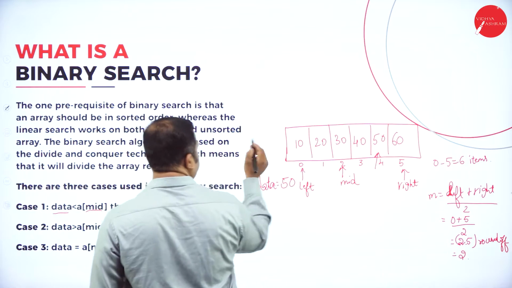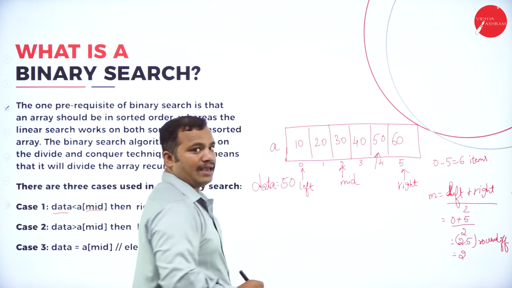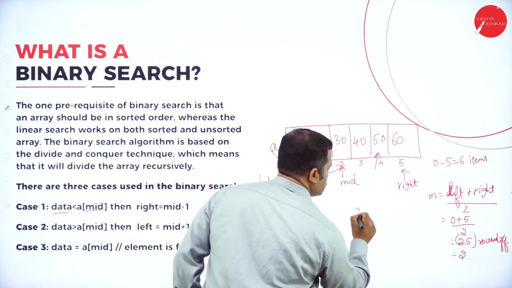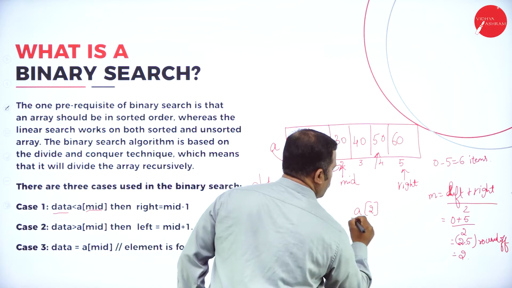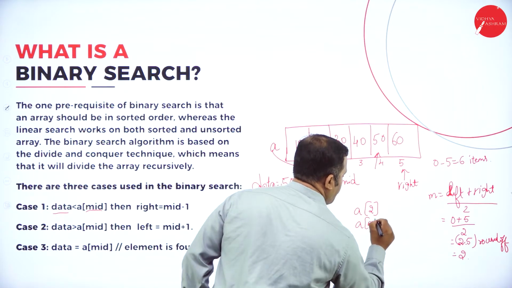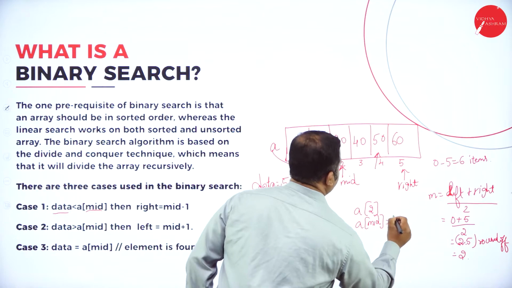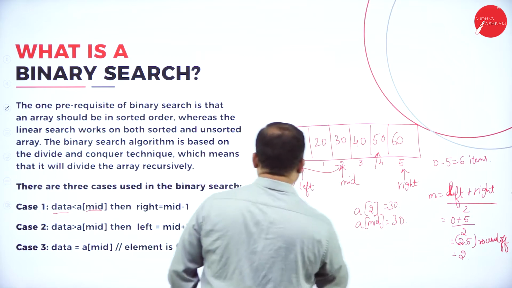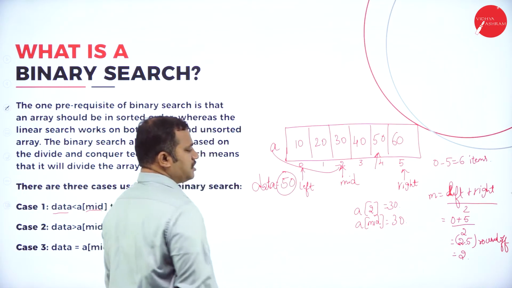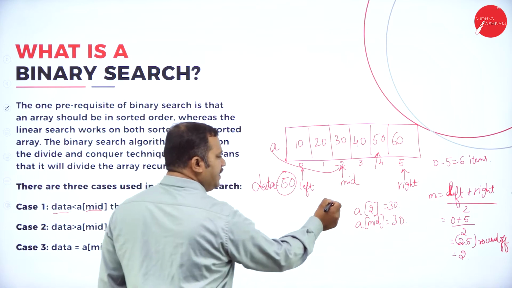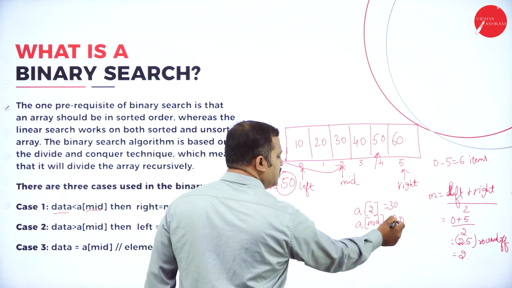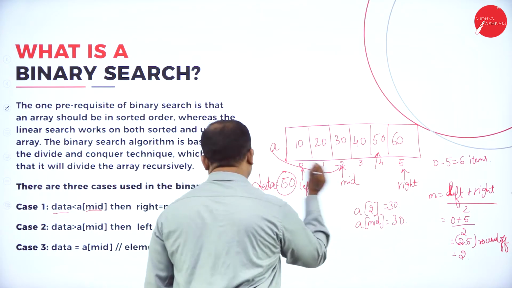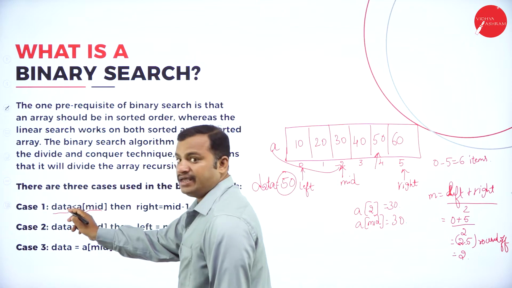So if I call this array A, what is A of mid? A of mid is A of 2, that is A of 2 or A of mid is equal to 30. What is the data? 50 is to be searched. Is the data item 50 greater than 30 or less than 30? The data item 50 is greater than 30.